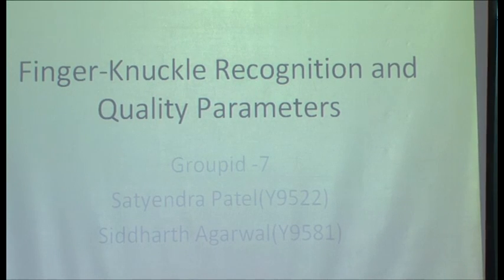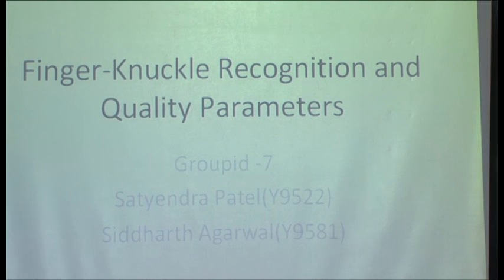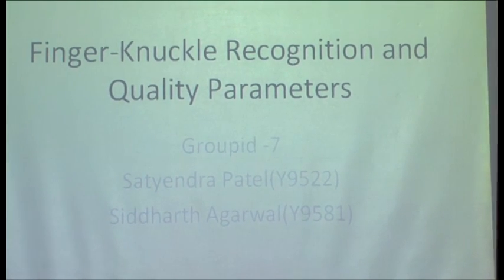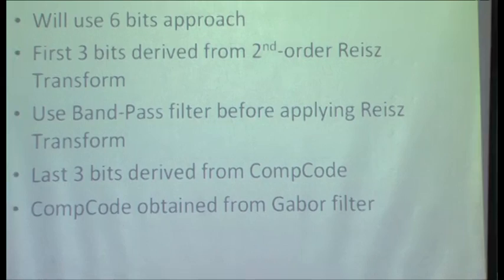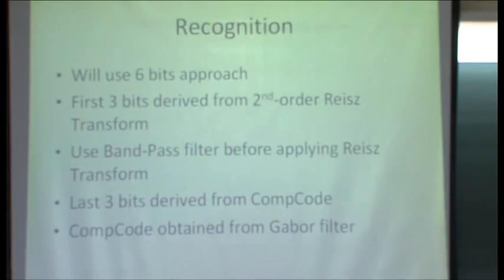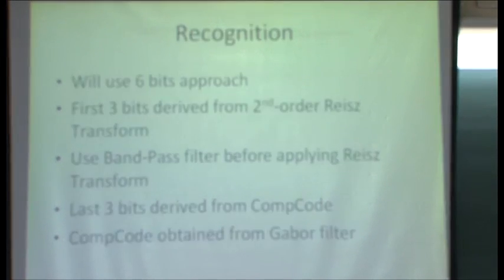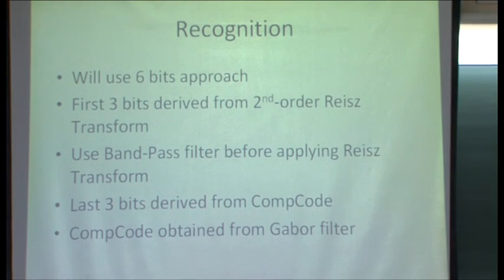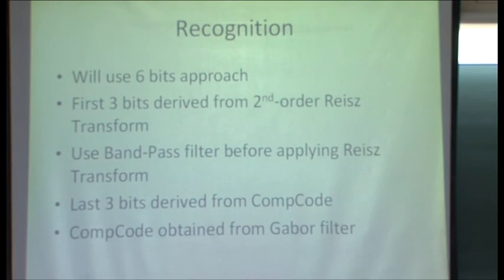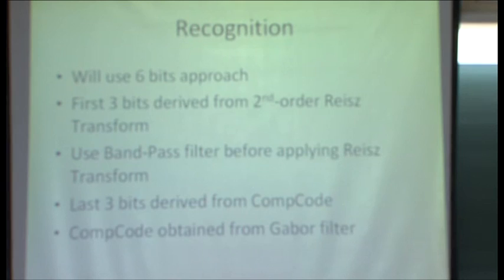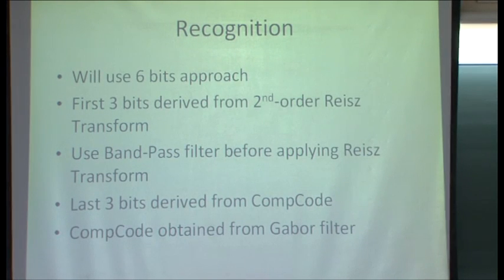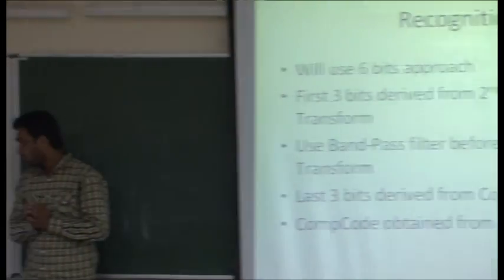Good morning everyone. Our project topic is finger knuckle recognition and quality parameters. The approach is that we will use a 6 bits approach. The first 3 bits will be derived from the Riesz transform, the second order Riesz transform, and the last 3 bits will be derived from COM code. For deriving the COM code, we will be using the Gabor real part function.